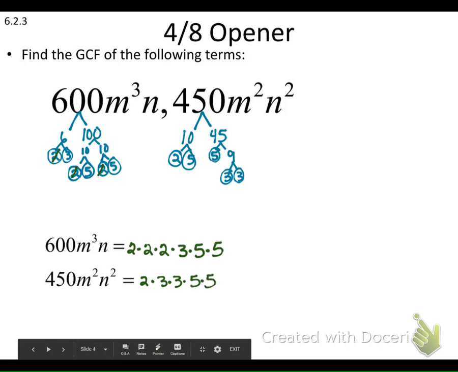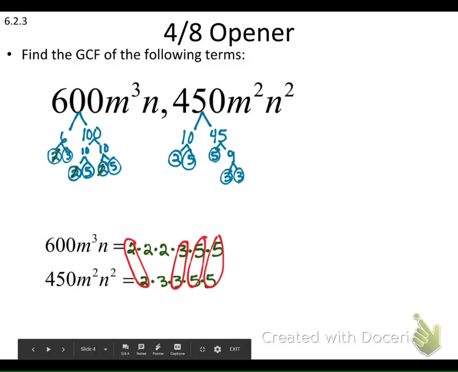Okay. Who remembers what to do from here? What's the next step that I'm going to do here? Deja? Yeah, I'm going to circle the numbers that 600 and 450 have in common. So what numbers do they have in common? 2. Okay, so they have a group of 2s, and a group of 3s, and a group of 5s. Is that it? Is that all they have in common? No, it's another 5. Another group of 5s.